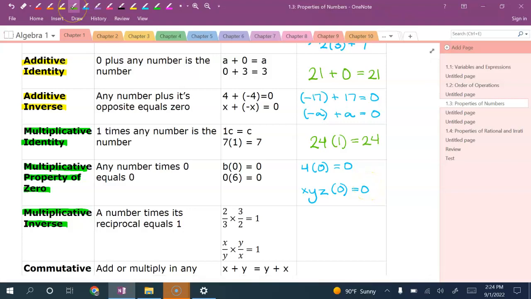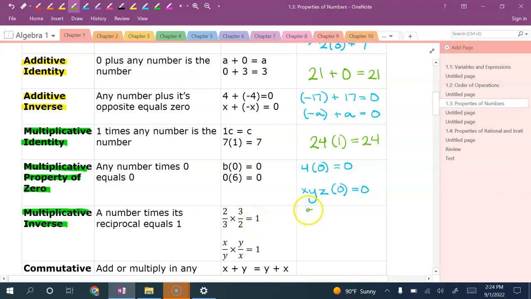Now, the multiplicative inverse says that if you take a number times its reciprocal, it equals 1. A reciprocal would be when you take a number and you flip it upside down. So think of the number as a fraction. So when I had 2/3, the reciprocal of that would be 3 over 2. So I flip the fraction upside down, I multiply them, and it equals 1.